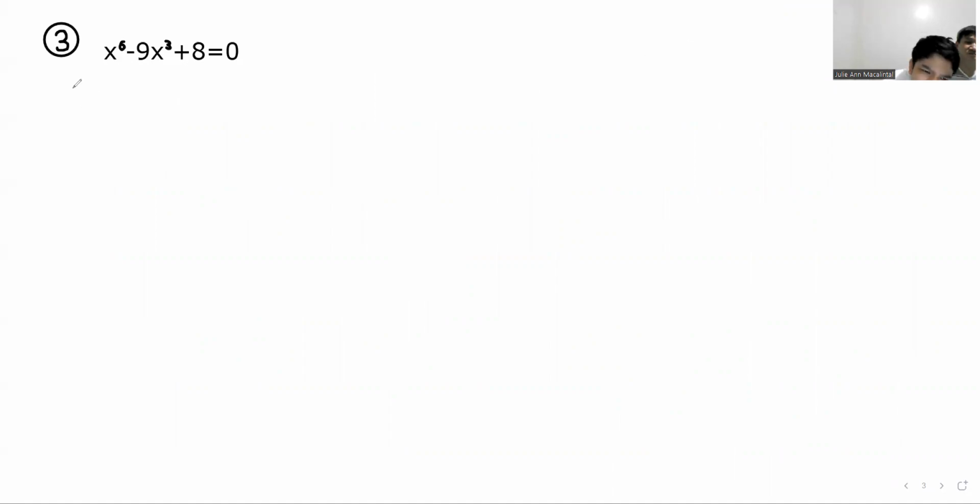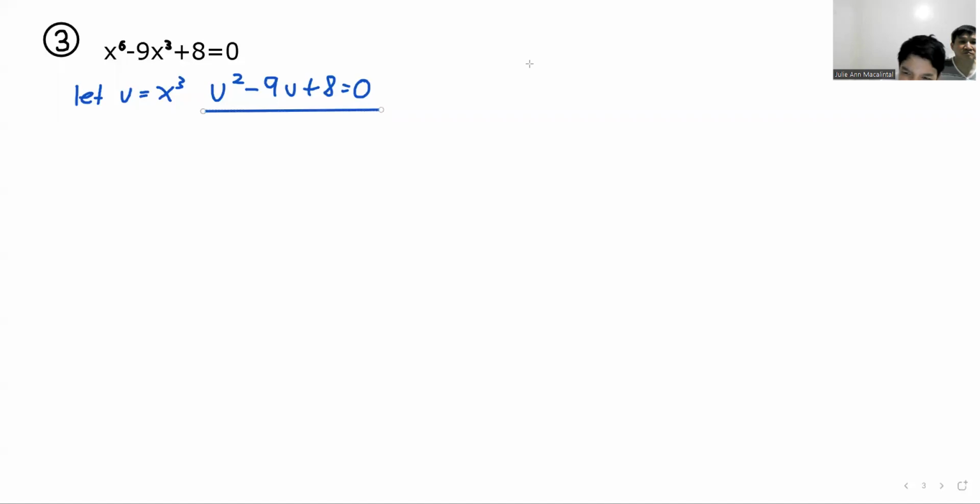So in order to solve this, let u, short for unit, be equal to x cubed. Then we can reduce x to the 6 and x cubed into u squared minus 9u plus 8 equals 0. So we have a very simple quadratic equation. So we can approach this by using the quadratic formula.